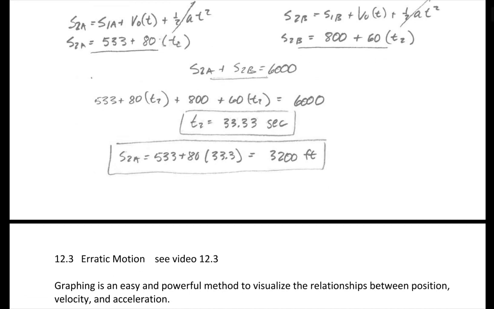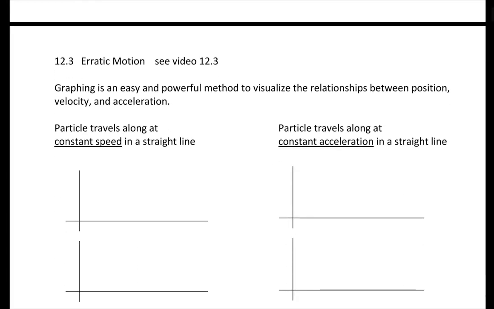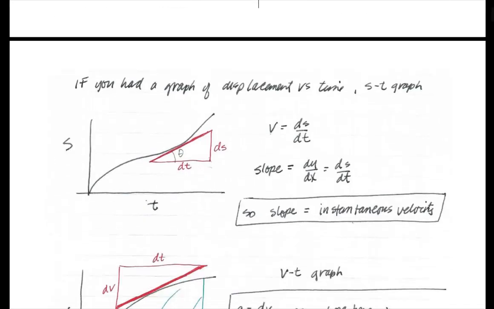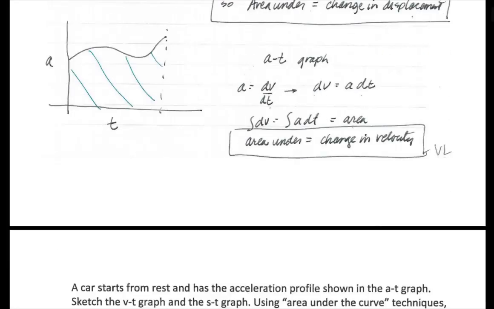Let's talk about erratic motion. Erratic motion is when one equation does not satisfy the description of the behavior of the motion of a particle, so it needs multiple equations. I'd like you to watch video 12.3, which goes through a good explanation of that, I believe. So let's just go to an example then. 12.3 goes through all of this stuff.